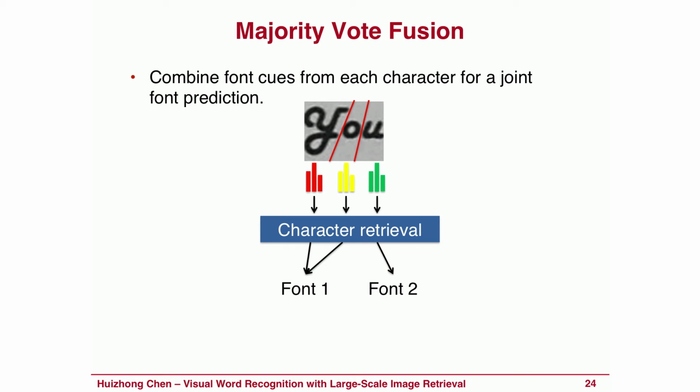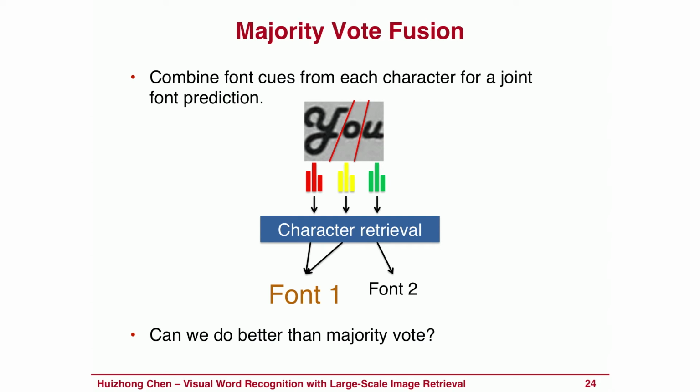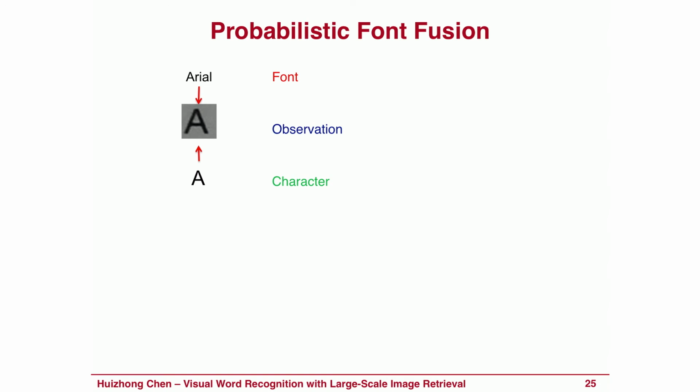Assuming the first two characters are recognized as members of font 1, and the third character is recognized as a member of font 2, then because the majority of characters vote for font 1, font 1 is recognized as the font for this query. We naturally wonder if we can do better than this majority voting scheme. We realize that a character patch is essentially an observation of a character displayed in a particular font.